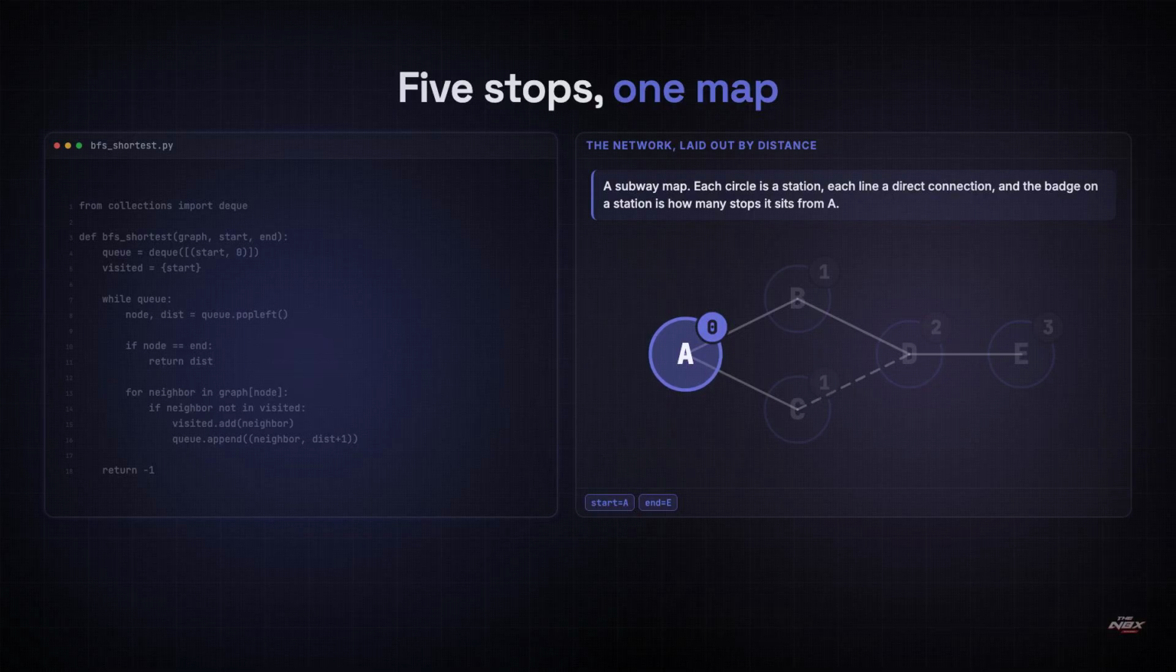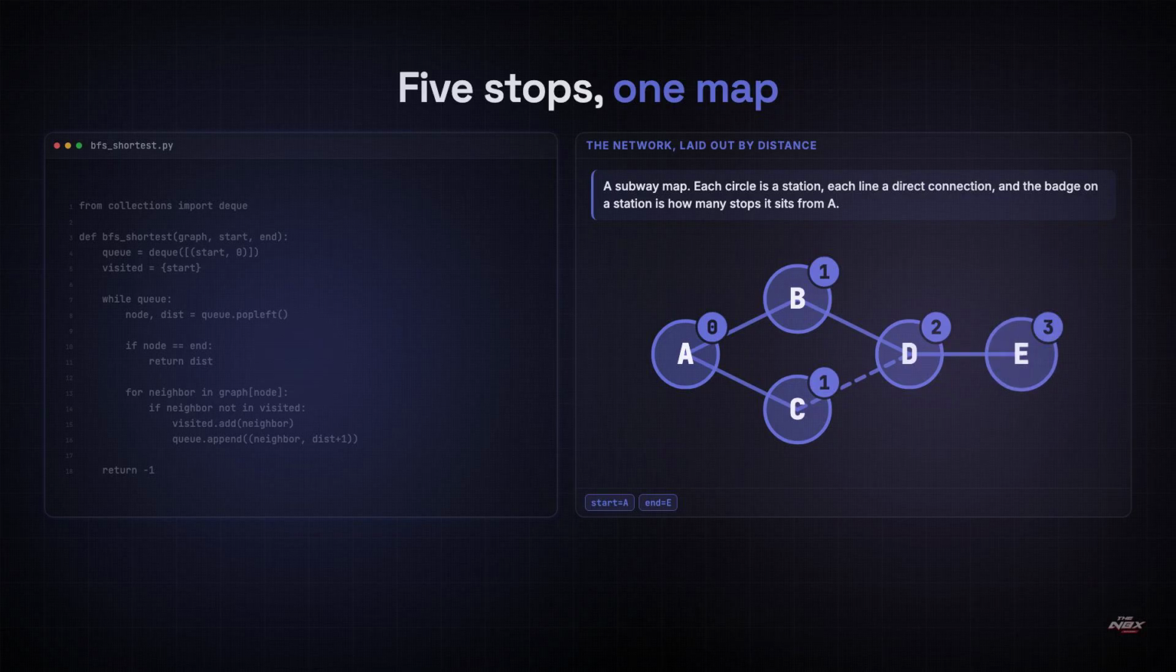You're standing at Station A, and you need to reach Station E in as few stops as possible. That map connects A to B, A to C as well, B to D, C to D, and finally D to E. You could hop on any train and hope, and you might get there eventually by a scenic route. Breadth first search is more disciplined because it refuses to guess. It checks every station one stop away before it looks at any station 2 stops away.